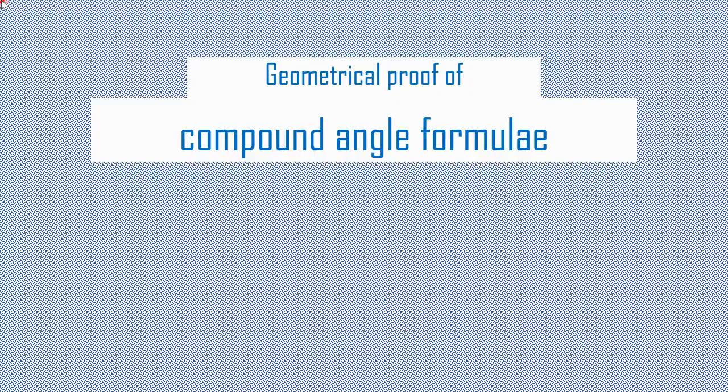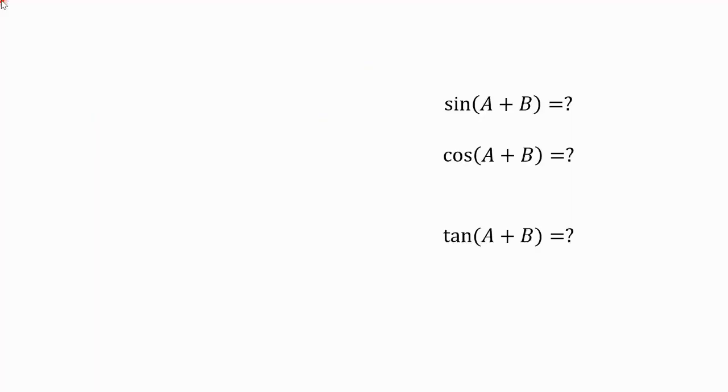To get things going, what are we trying to find here? We're trying to find identities for sine of a plus b, cos of a plus b, and tan of a plus b, where a and b are two angles. It's worth mentioning that sine, cos, and tan are not just numbers, they are functions, and therefore we're not allowed to just multiply out the brackets to find out what these expressions are. It's a bit more complicated than that.